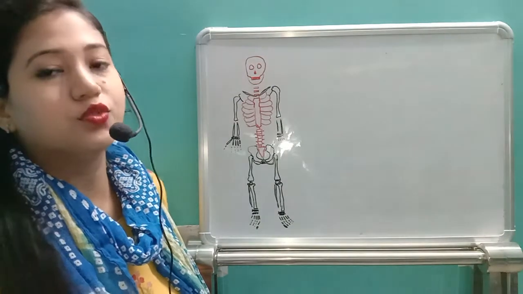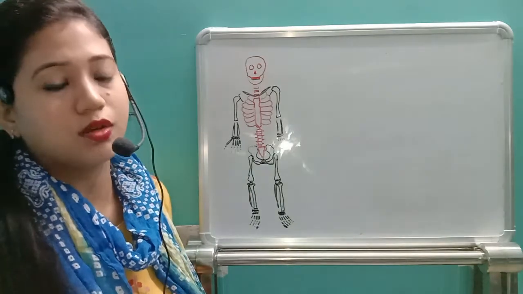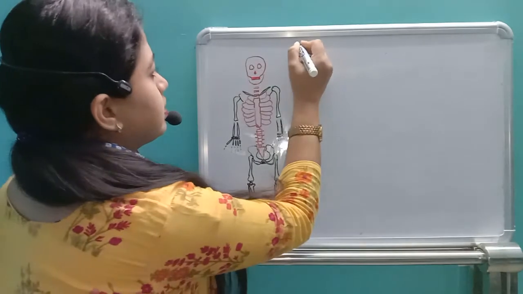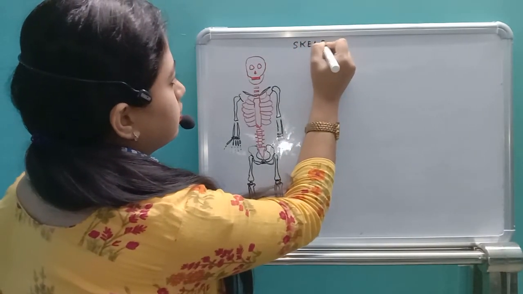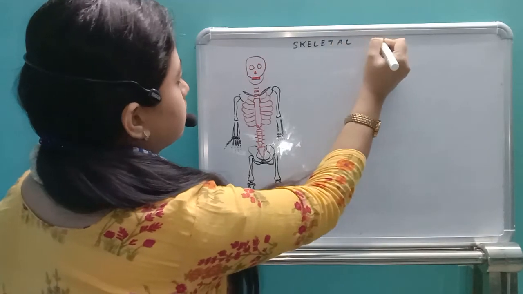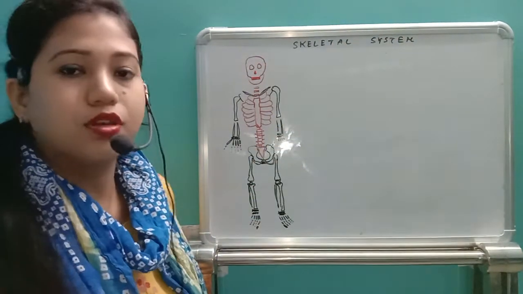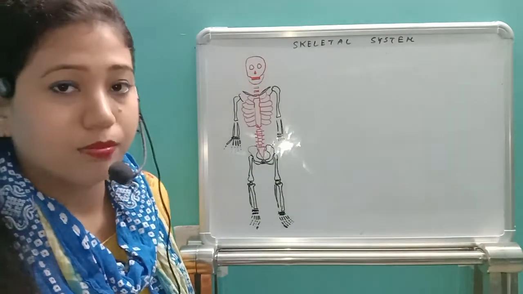Hello students, today we are going to start the next part of the chapter locomotion and movement, that is the skeletal system. So we will start the human skeletal system. This diagram I have already drawn. It is not proper. You can see your NCERT and you will understand better.